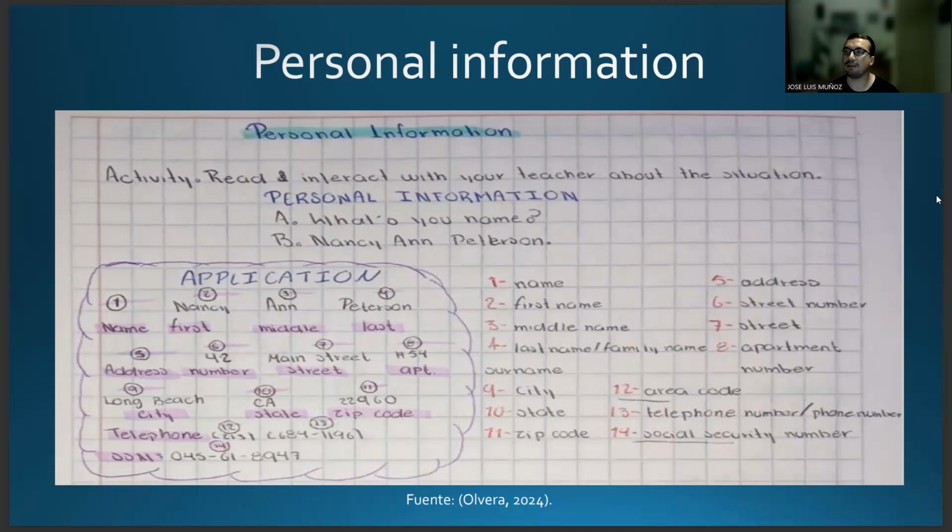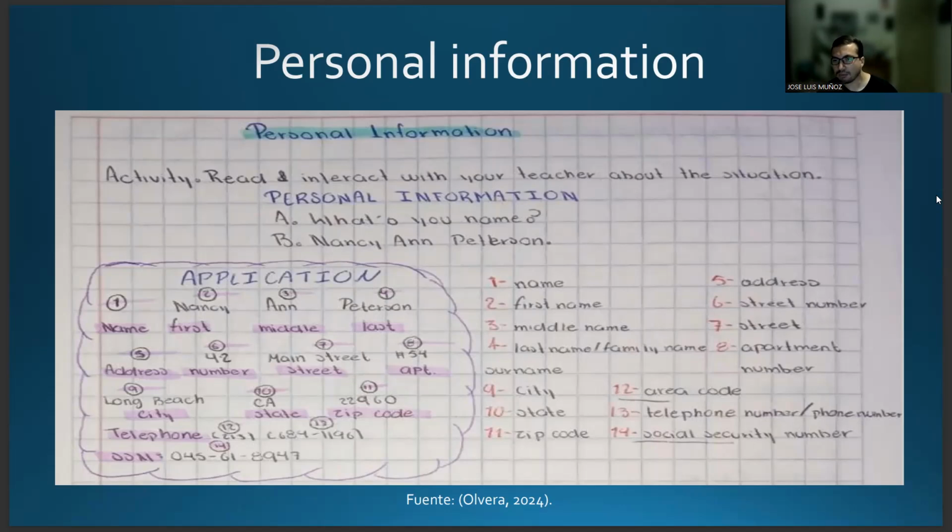We have the apartment number 54, the city, Long Beach, the state, California, and the zip code 22960. And the telephone number, we have 213-684-1196. And finally, an example of a social security number, 045618947.